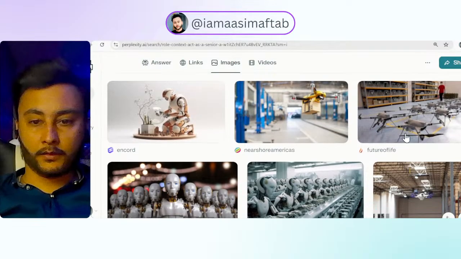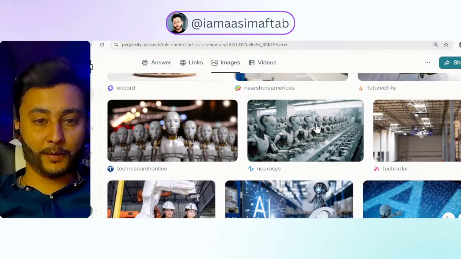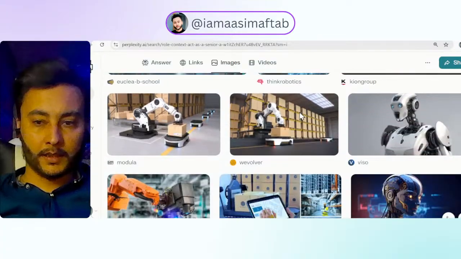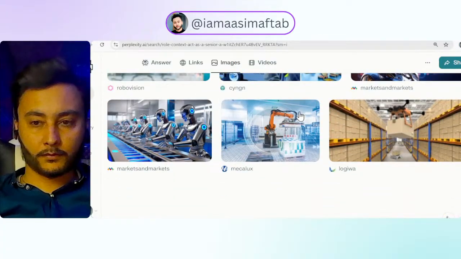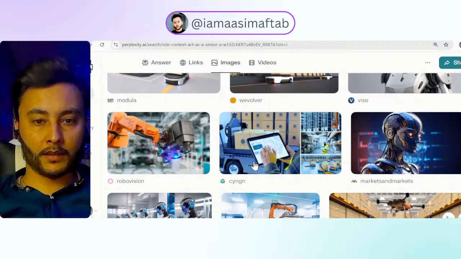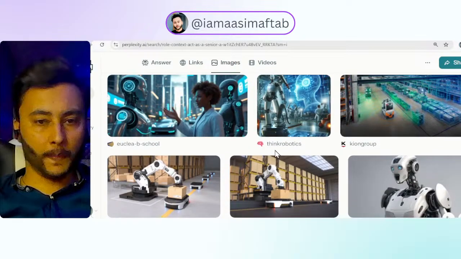Here are the images. In the future, I think humanoid robots will be possible. Nothing is impossible today. These are the drones which are working in the warehouse. These are the robot arms which are working in the labs in the medicine field. Here are the tracker, here are the loader.